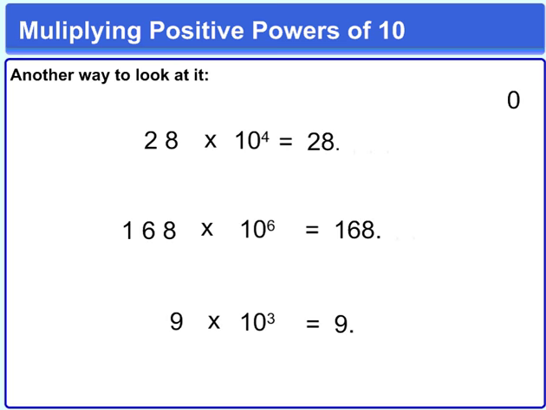All right, another way to look at it would be this. So we have 28 times 10 to the 4th. We are going to be moving our decimal to the right 4 times, and that is the same as moving it across the place values. And for each time we move it over, we put in a 0, and we have our answer. On 168 times 10 to the 6th, we're going to move our decimal to the right 6 times. And we fill in our zeros.